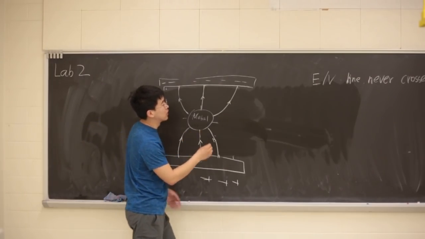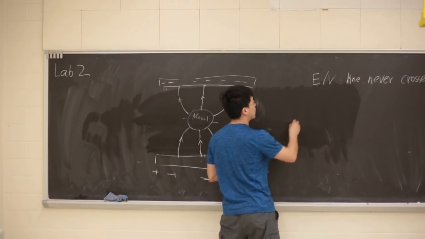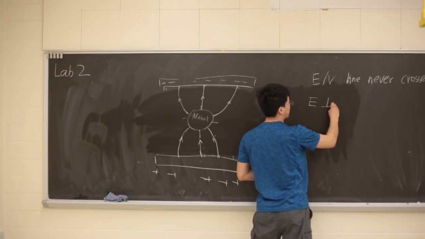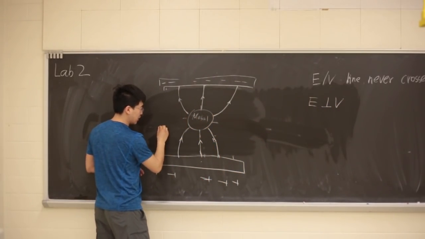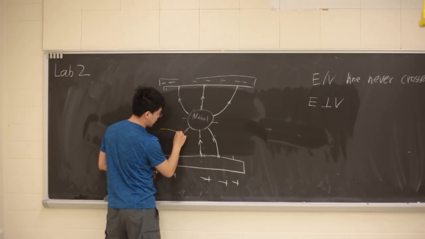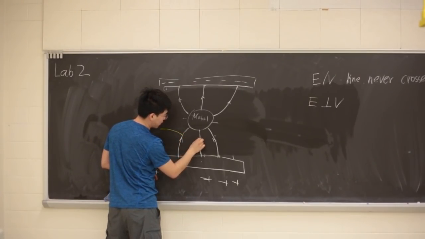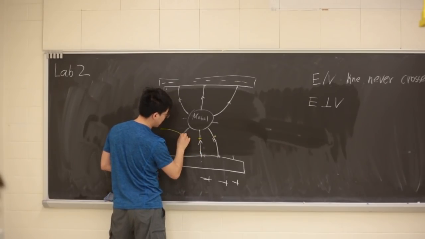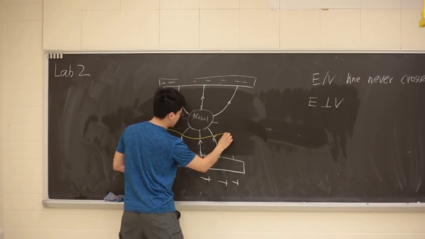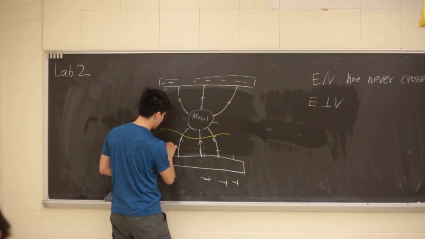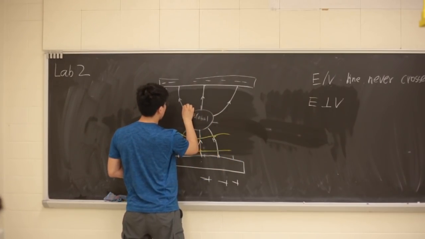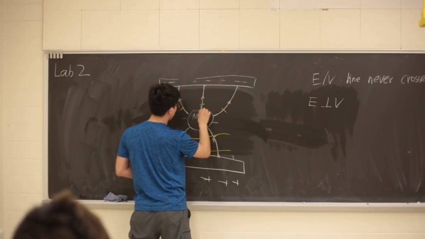So we know that the electric field line is perpendicular to the equipotential line. So perpendicular here, perpendicular here, perpendicular here. Perpendicular here, perpendicular here. Perpendicular, perpendicular, perpendicular.